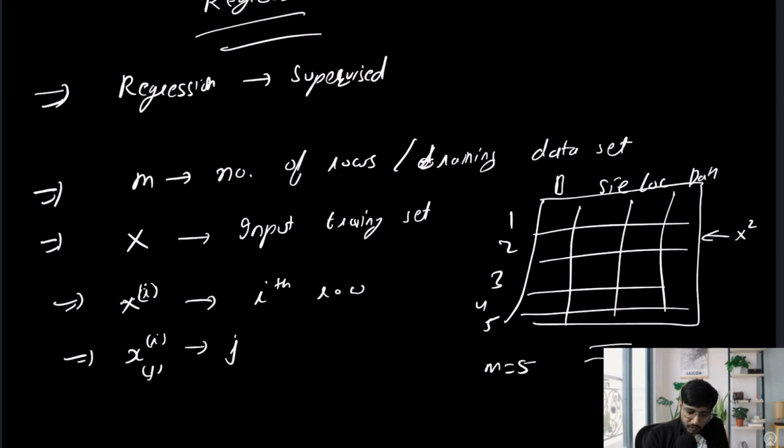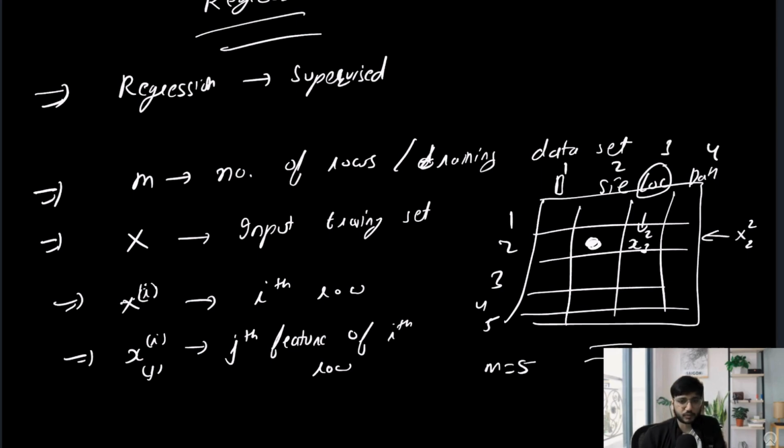What does this represent? The jth feature of the ith row. That means x2 represents the second row, but let's say you want this particular feature, then it will be x22. If it is this one, then it's x23 because it's the third feature. 1, 2, 3, 4. Okay. So j represents a column and i represents a row, if you want to understand in simple terms.